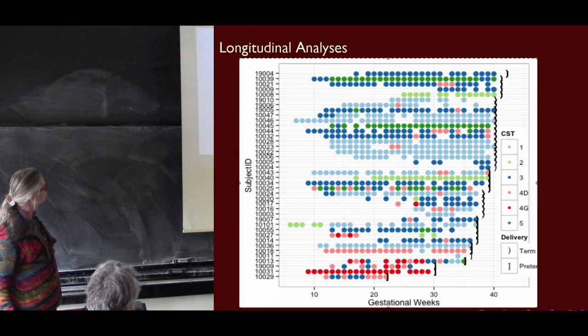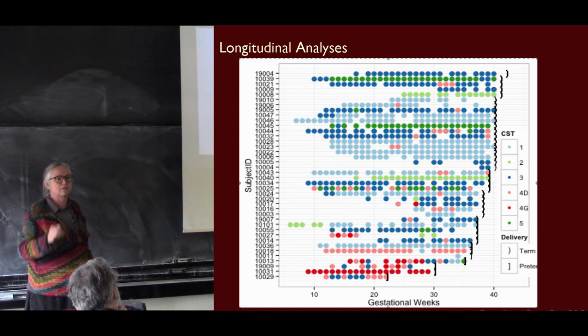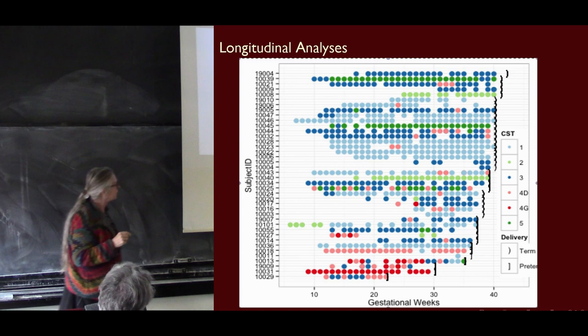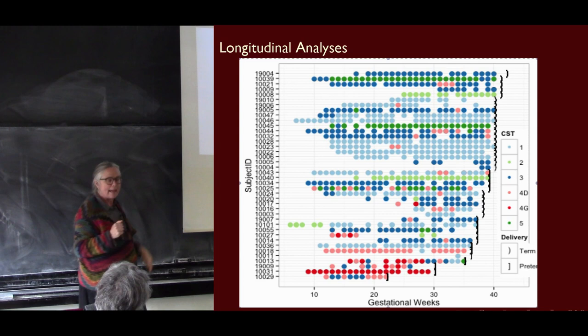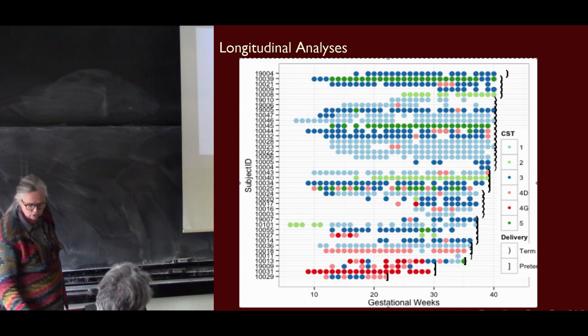These groups were actually previously known. If you look at the longitudinal analysis and the different measurements that were taken, each woman is a row, and the length of her pregnancy ends here with the bracket. So you see the long pregnancies are here, and the short pregnancies are here. There are not very many. There are a few red and pink points, which are actually subgroups of this problematic group 4, and they're associated with the preterm birth. And that's the longitudinal view.